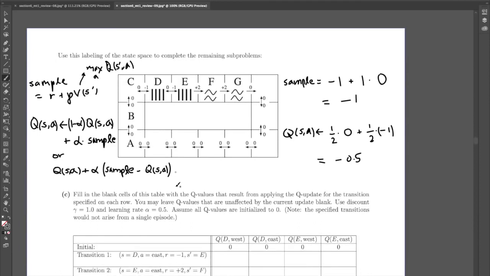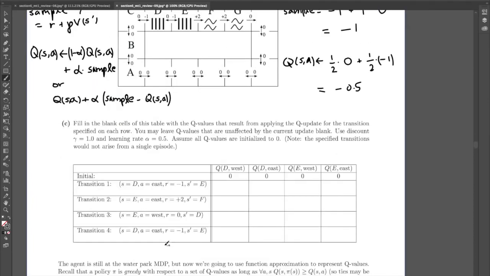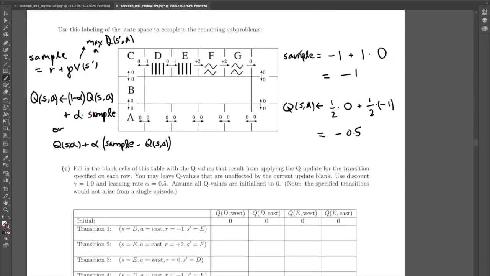Okay, so I've written down on the right hand side what the update looks like for the first transition. The first transition is going from state D to state E. The action taken is east, and the reward you get is -1. So what is the sample value? It's the reward -1, plus gamma is 1, that's given to us over here, times the V value or the max over Q values of the successor state. What's the successor state? It's E in this case. Now what are the Q values of E? Well, the problem says that we can assume all Q values are initialized to 0, so it's just 0, giving us a sample value of -1.